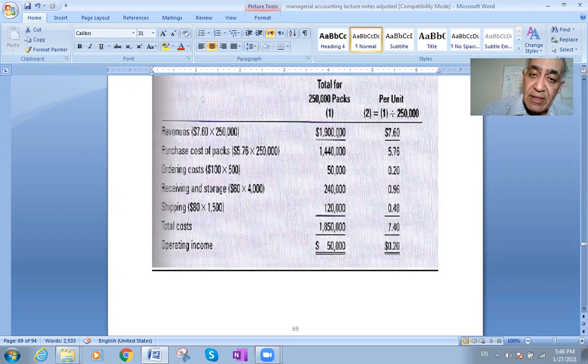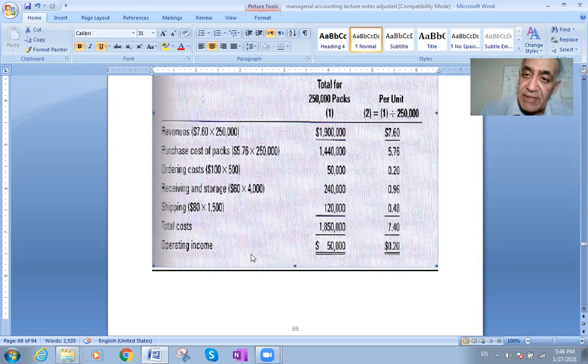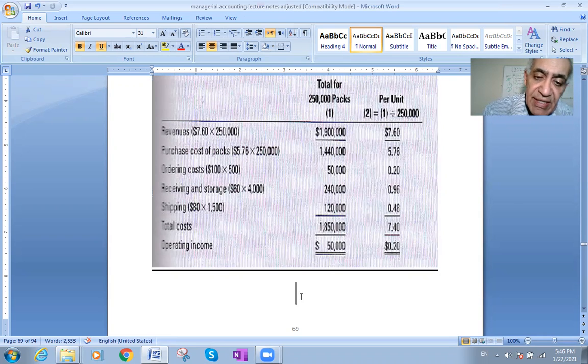Again, 1,900,000 minus 1,850,000 gives me the 50,000 operating income. If I compare 2017 with 2016, I find that the operating income went down in 2017. So to fix this problem, all I have to do is reduce the costs as a pricing decision. That is how I use costing information in pricing decisions. Usually, I use costing to check what I can do to reduce the total costs, so that the operating income will go higher.